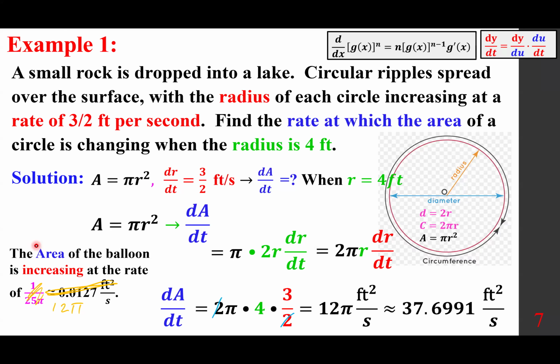So it's pretty straightforward. There's a typo there, okay?